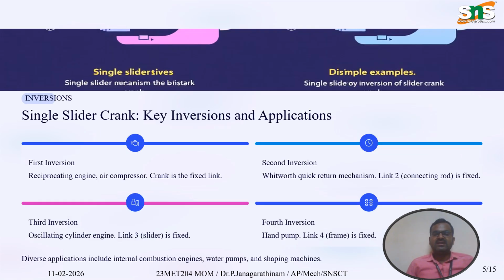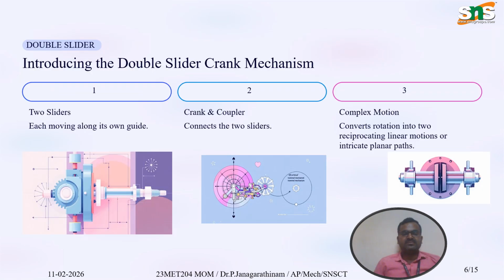And these are some of the inversions and applications of slider crank mechanisms, like the reciprocating engine mechanism, air compressors, and crank. Some of the second inversions are the Whitworth quick return mechanism, the third inversion is the oscillating cylinder engine mechanism, and the last one is the hand pump. Wherever we use a hand pump, it is also an inversion of the single slider crank mechanism.